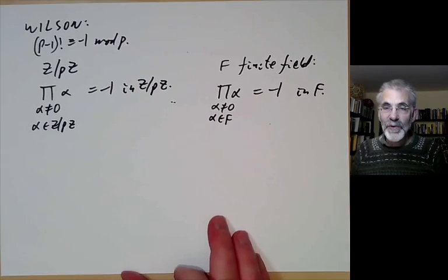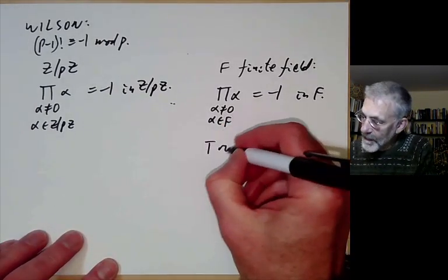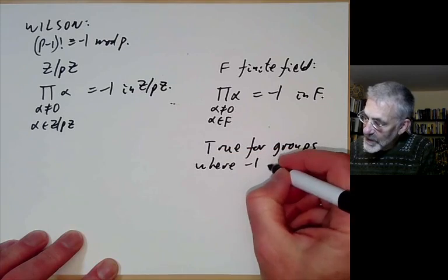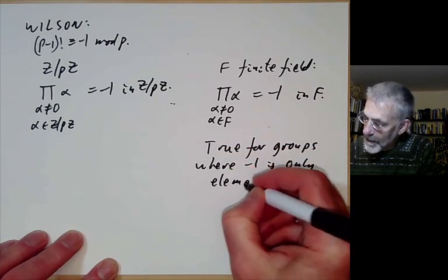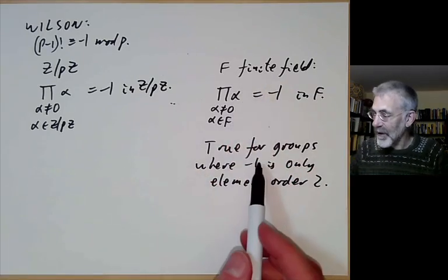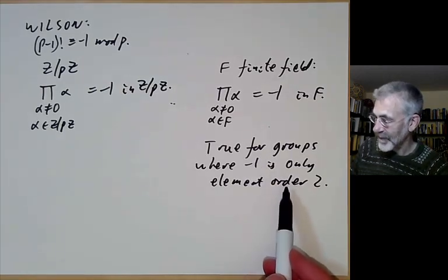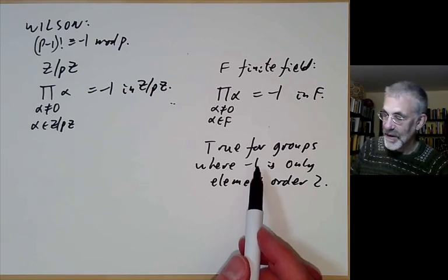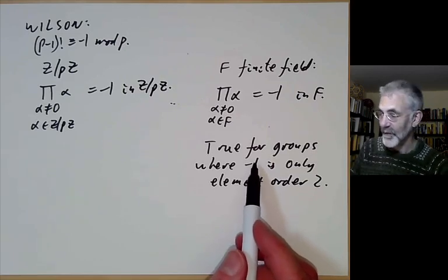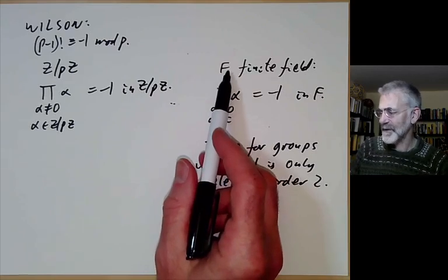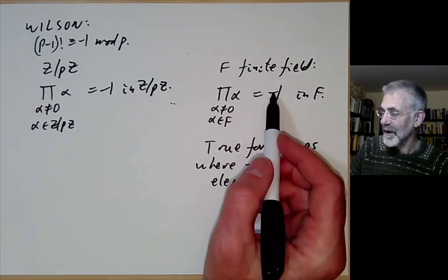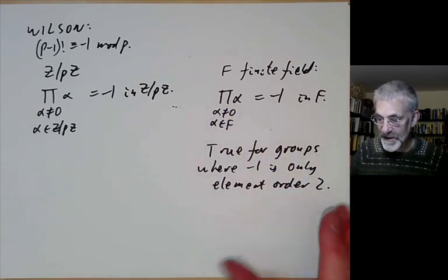And we sort of already proved this, because this is true for groups where minus 1 is the only element of order 2. And for any finite field, minus 1 is again the only element of order 2, because that would be a square root of 1, and a field only has 2 square roots of 1, which are 1 and minus 1. If the finite field is of characteristic 2, in other words, 2 is equal to 0, you need to be slightly more careful about this, but in that case, minus 1 is actually equal to plus 1, so this is still true.